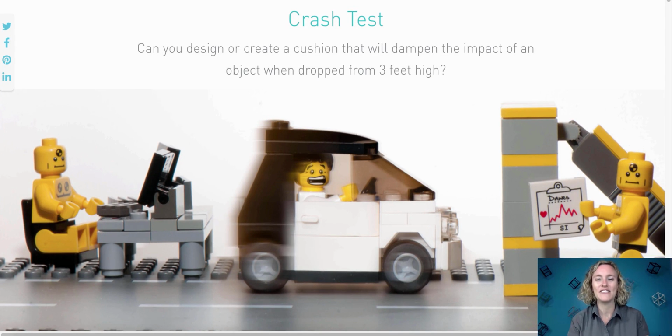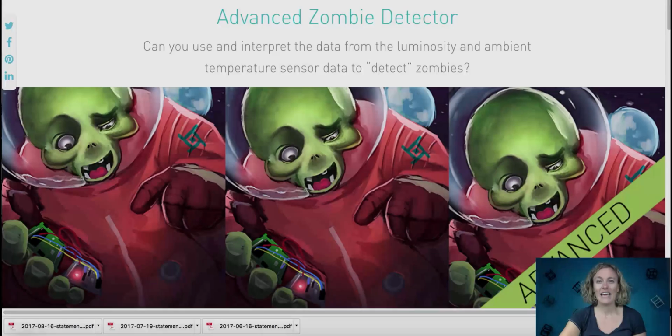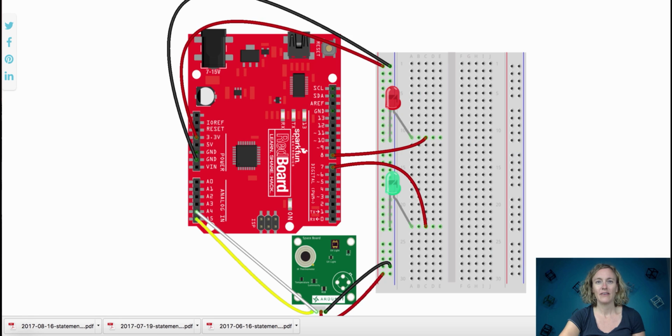Crash Test has the students designing a cushion that will dampen the impact of an object when dropped from 3 feet high. The students will collect G-force data from the accelerometer sensor and use it to tell them whether or not their cushion was effective. Advanced Zombie Detector has the students interpreting data from the luminosity and ambient temperature sensor. First, they wire up the sensor board and a simple circuit that will help them to determine if they or their friends are zombies.